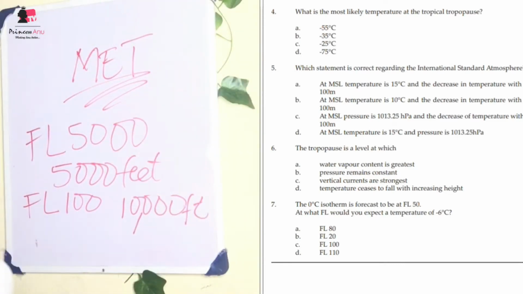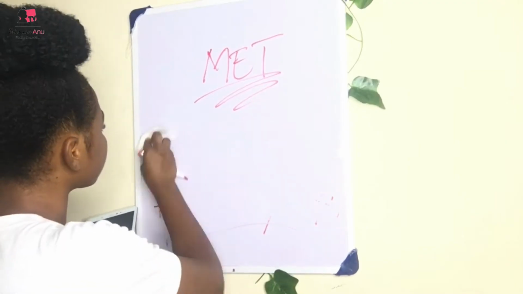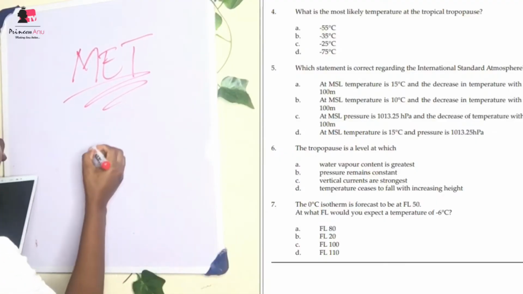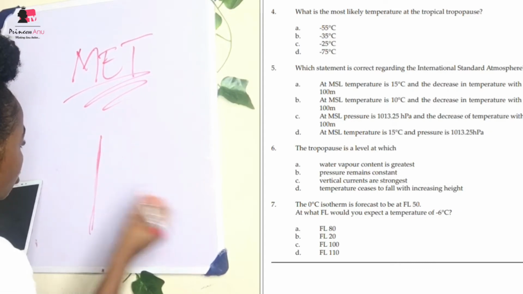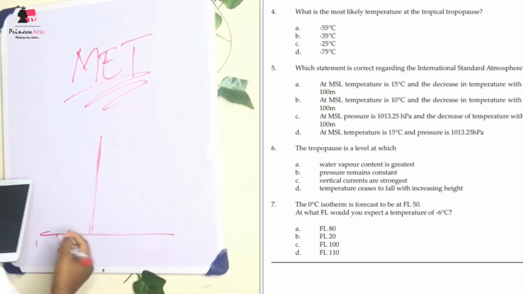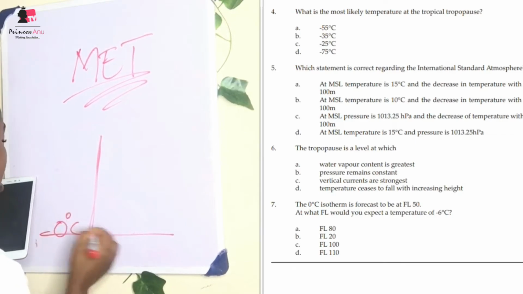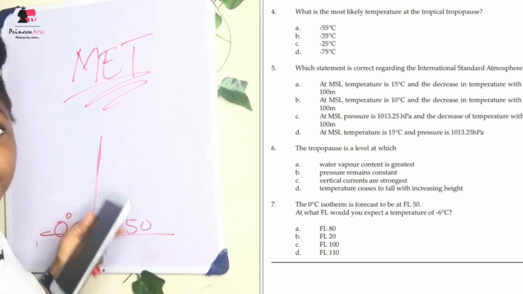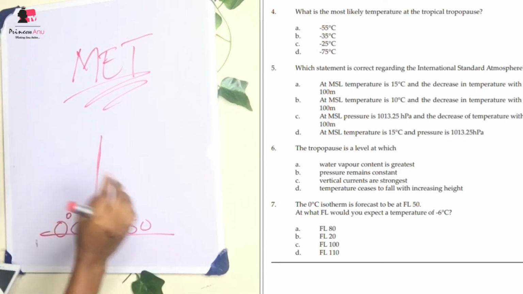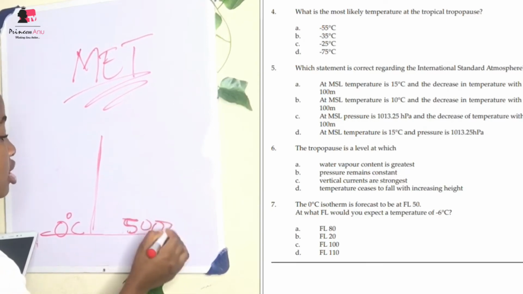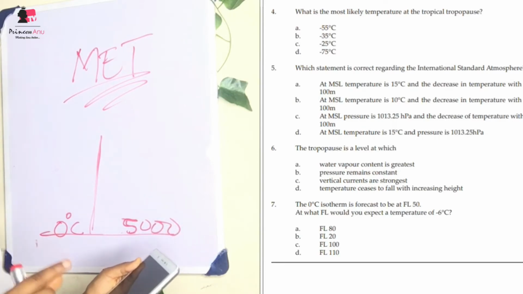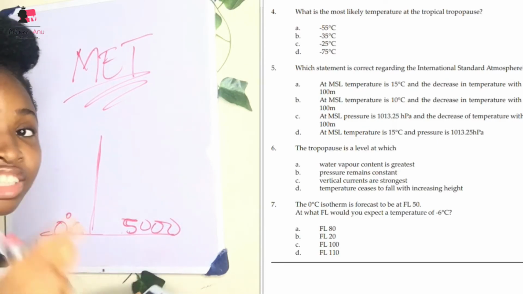So if we are supposed to do this, I'm going to do this like this. This is what I always do when I'm solving mine. Let's assume they say this is 0 degrees Celsius at flight level 50. Now I want us to put it in feet so that you can get it better. In feet, we are going to put it as 5,000 feet. And now they say, at what flight level will you expect a temperature of -6 degrees Celsius?